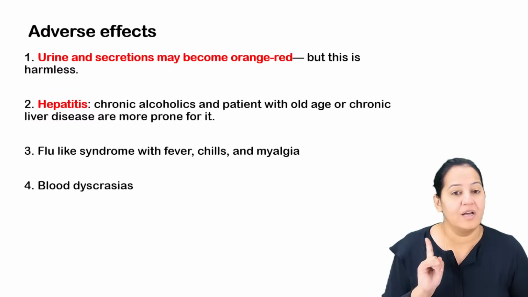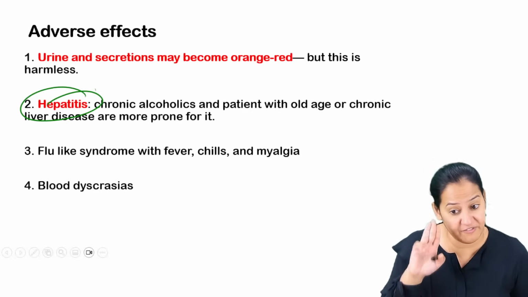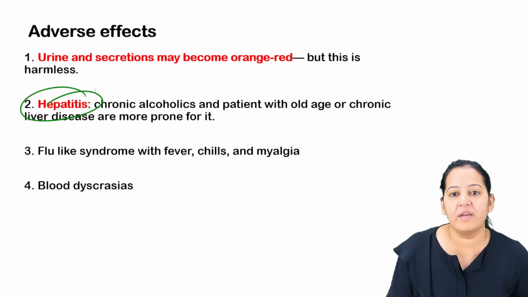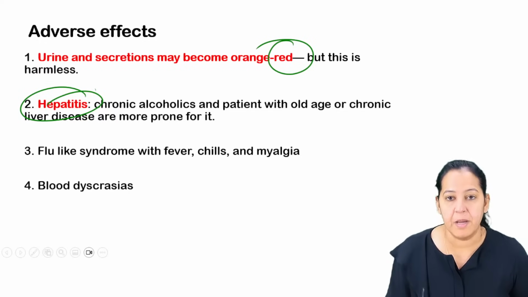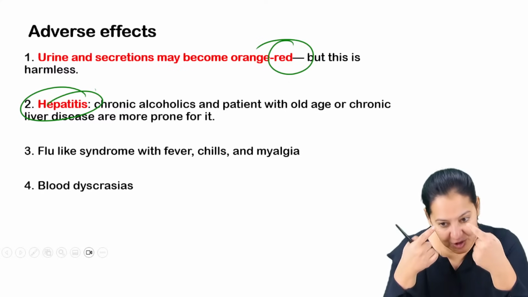I have told you the side effects. In side effects, hepatitis is there. In the first 3 drugs it is there, maximum in Z. Here also hepatitis, but here the urine and all the secretions become red. When the patient cries, the tears will be red. The patient says he is crying tears of blood.